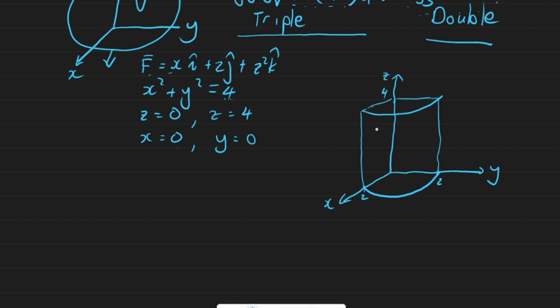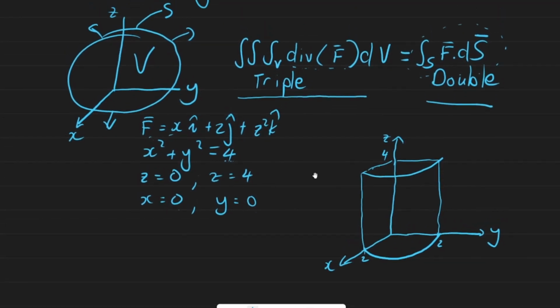Okay, so we essentially have a cylinder in the first octant between z equals 0 and z equals 4. So we want to apply the divergence theorem to a vector field that is acting within this region here. So we saw what the divergence theorem actually is. So we'll first define the left-hand side.